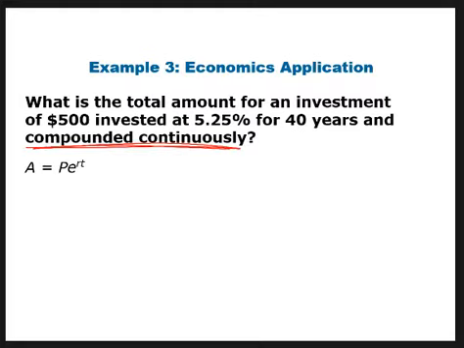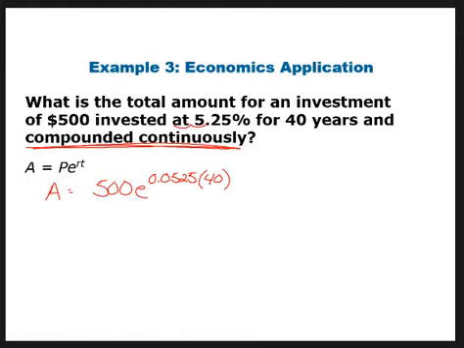So my final amount, A, is going to be my principal, which is 500. Then e, because e is just a part of the equation there. My rate I have to make a decimal, so it's going to be 0.0525, and then 40 up here.